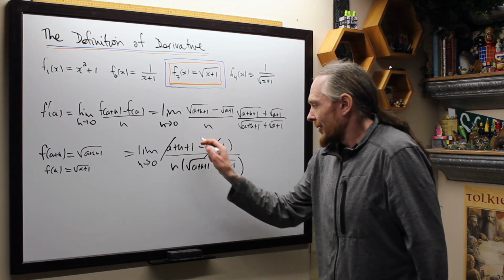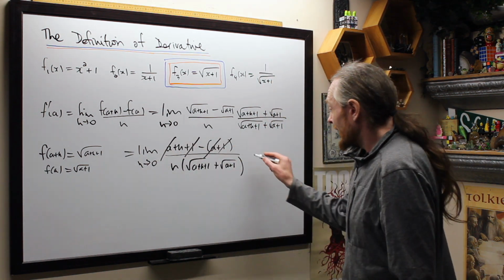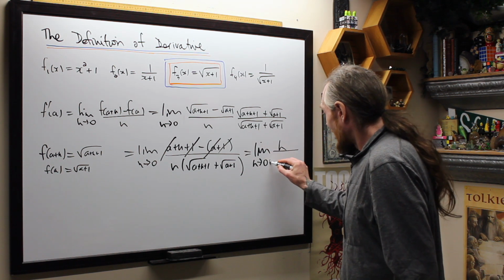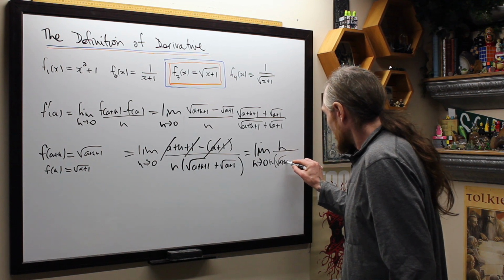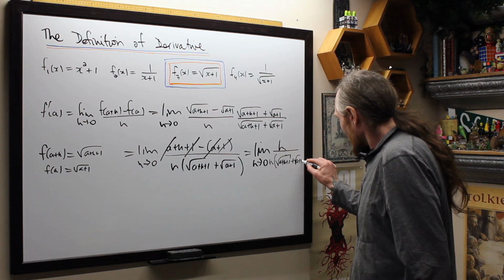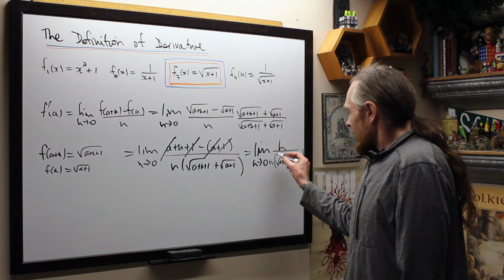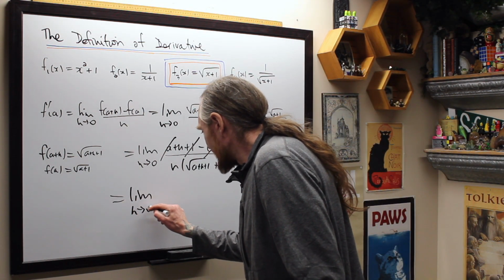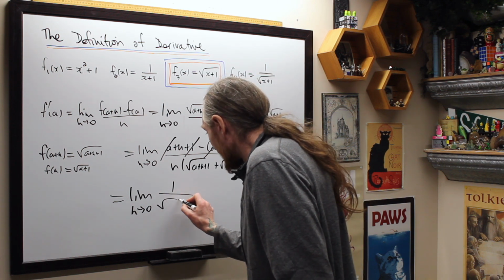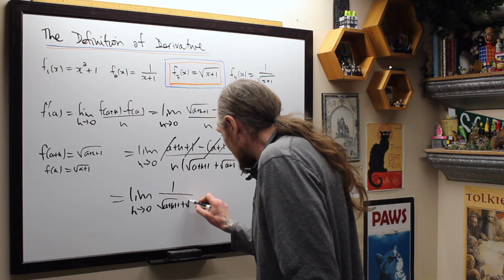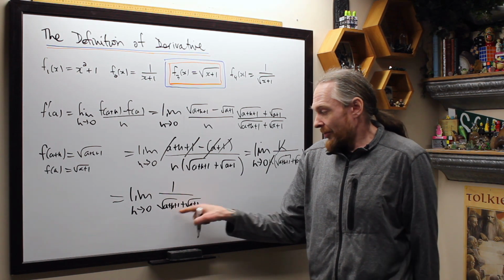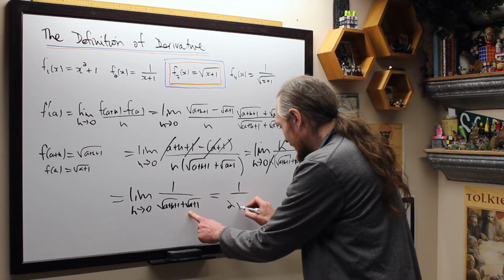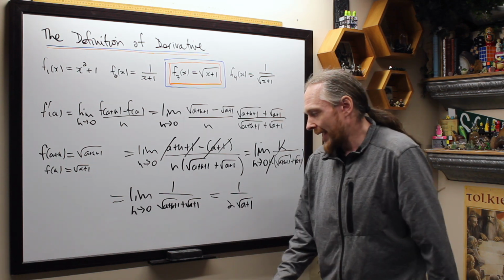And then anything without an h will cancel off as guaranteed. This is equal to the limit as h approaches 0 of h over h times (the square root of a plus h plus 1 plus the square root of a plus 1). And now the h cancels. We get the limit as h approaches 0 of 1 over the square root of a plus h plus 1 plus the square root of a plus 1. Now the h isn't a problem. This equals 1 over something plus something, which is 2 somethings, when the h is gone.